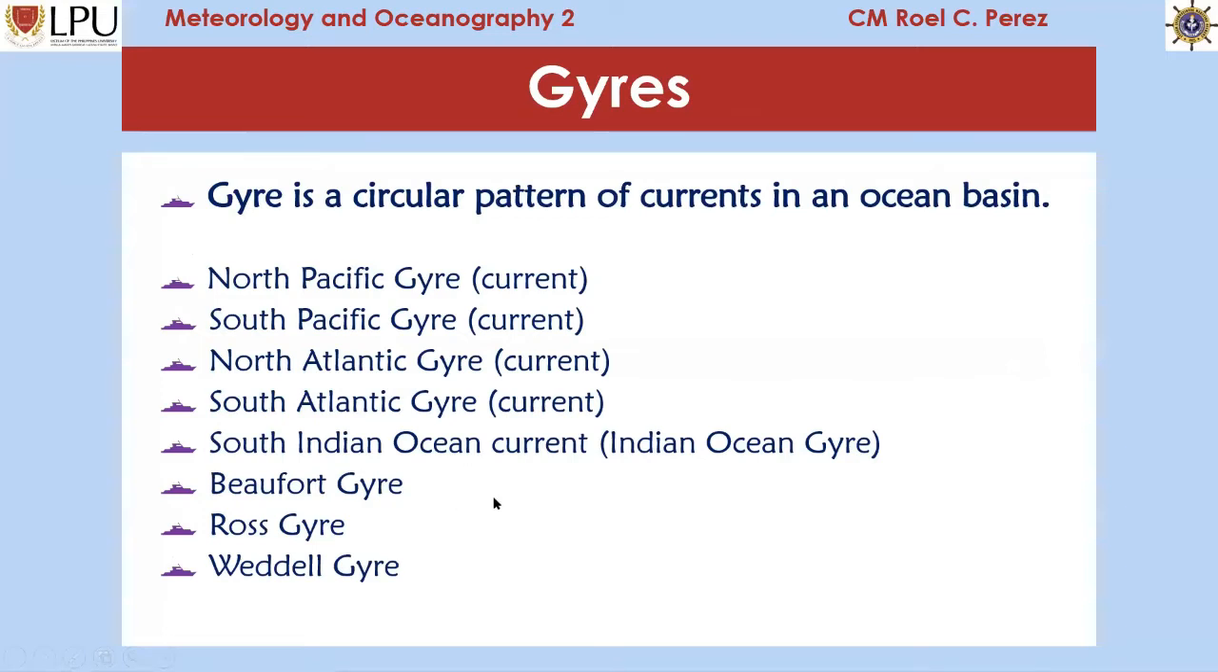Okay, so the Beaufort Gyre, Ross Gyre, and Weddell Gyre, one of these, if not all, is located in the Arctic. So you have to research later on.